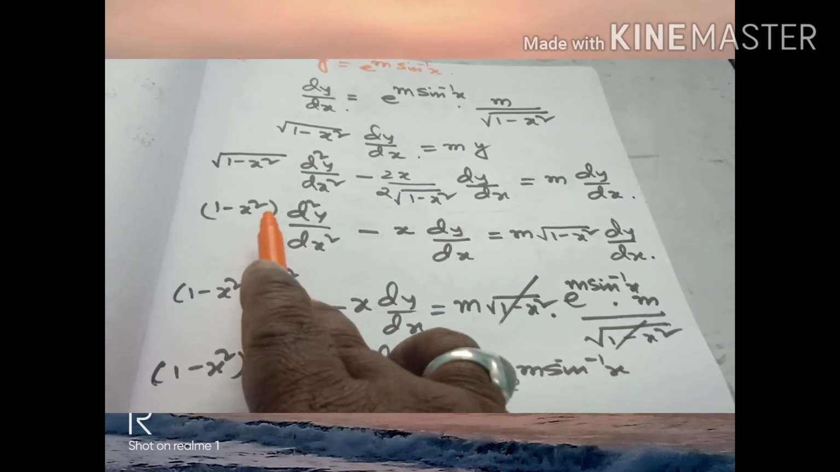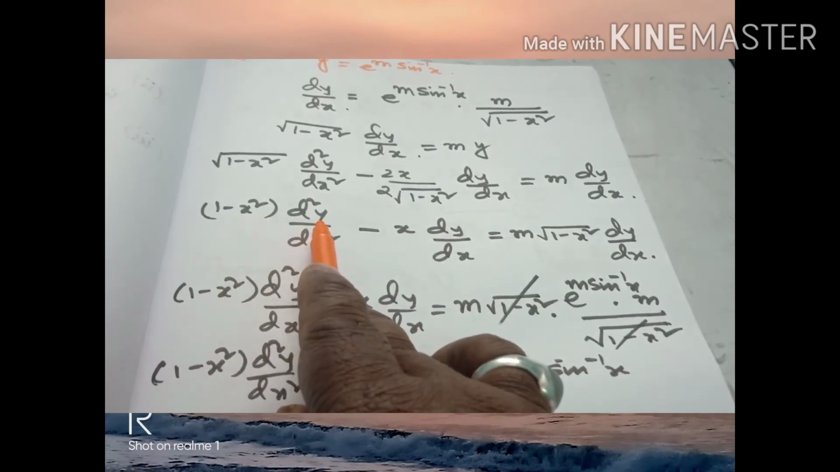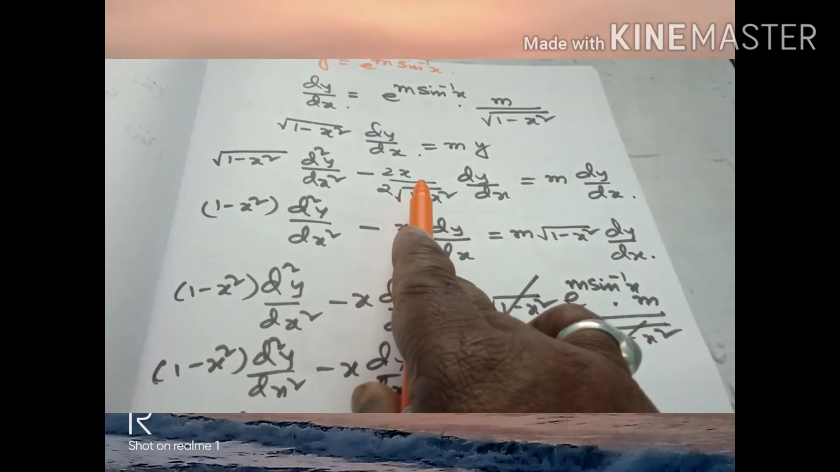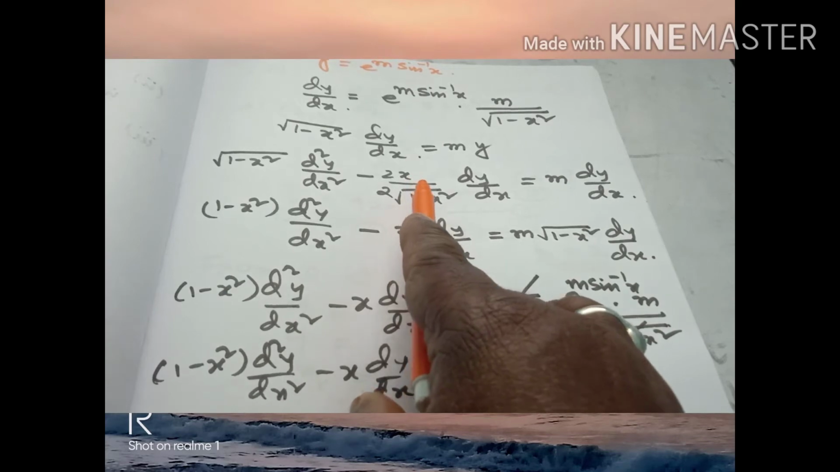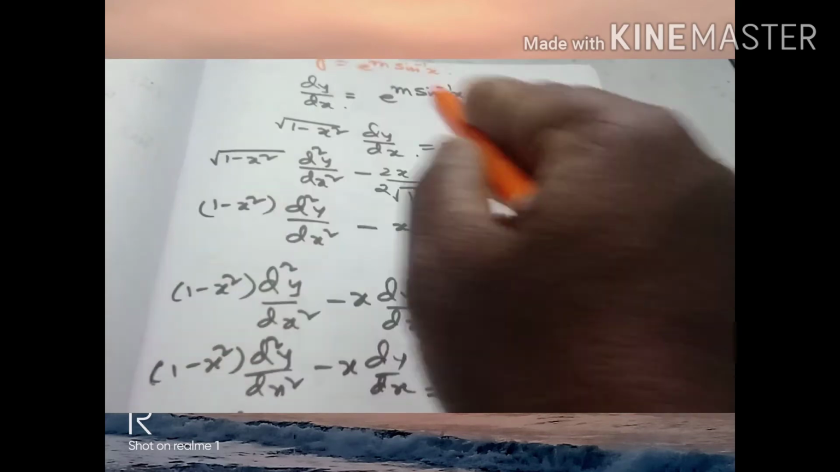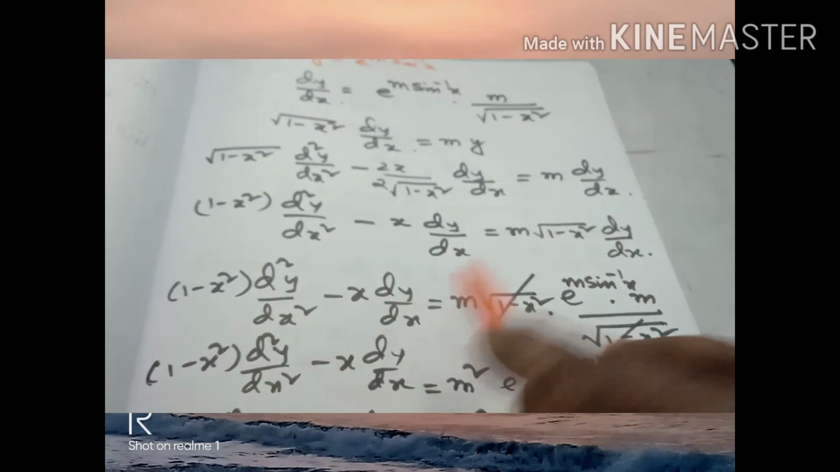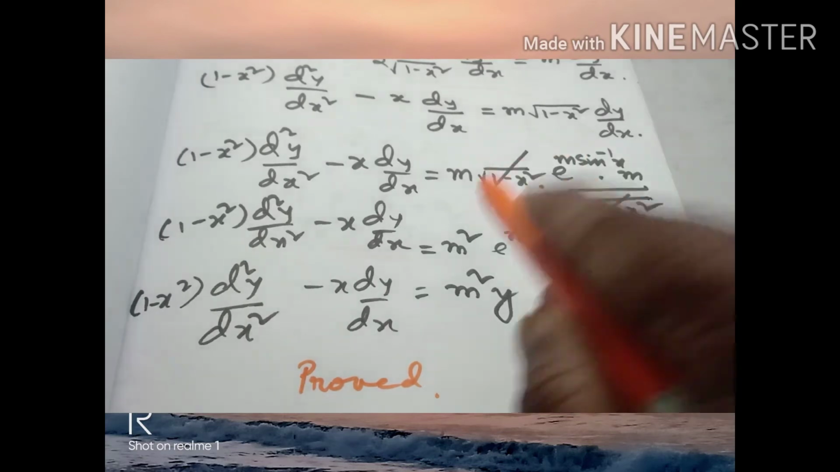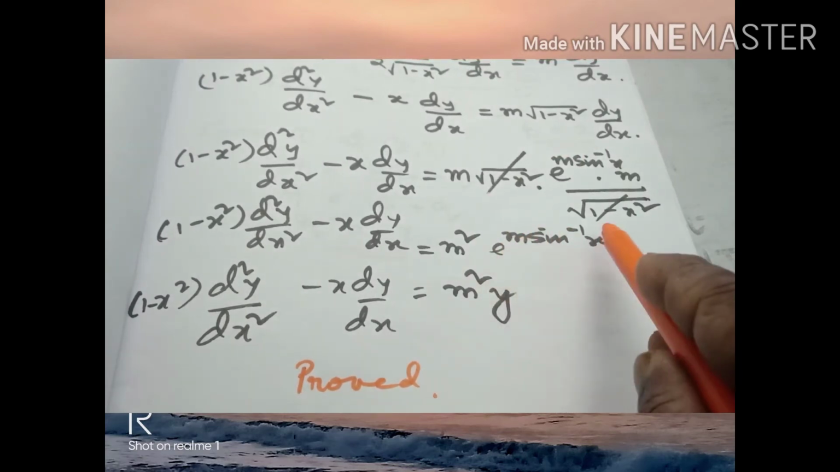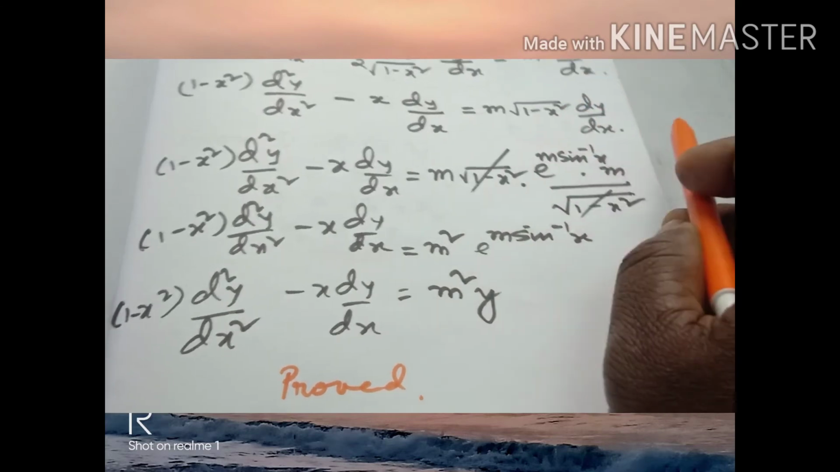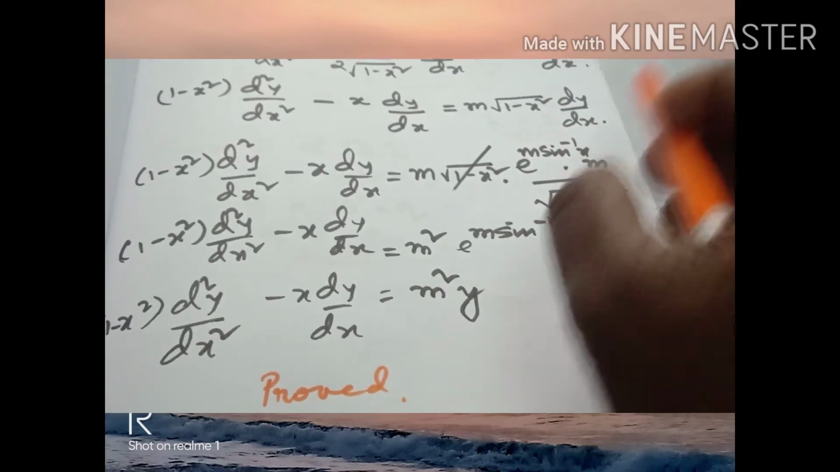This is u into v, so we apply 1 minus x square d2y by dx square, minus 2x by 2 root 1 minus x square, because the derivative of root x is 1 by 2 root x, and then simplifying as usual, we get the required proof. Here e to the power m sin inverse x is written as y, and here we are putting the value of dy by dx.